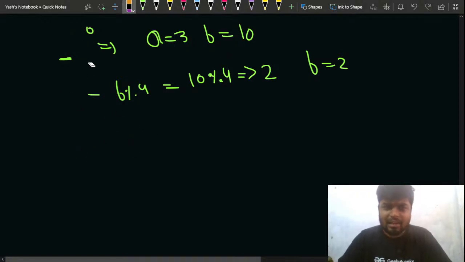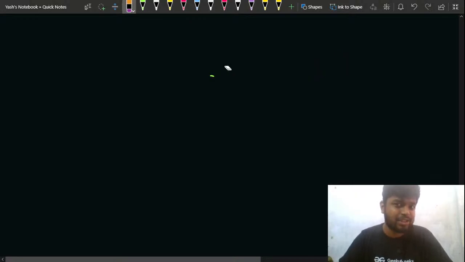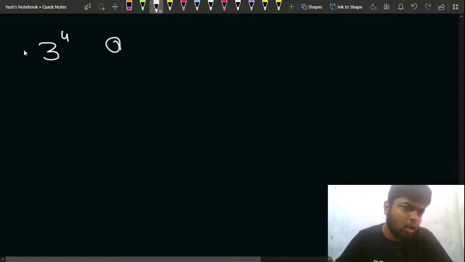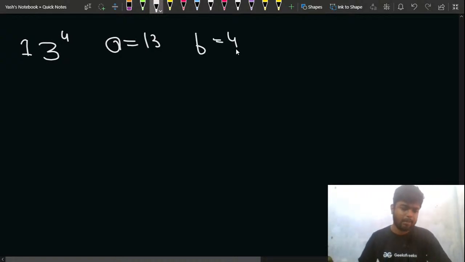Now you'll say that perfect, we can solve it by taking the mod, but there is a catch in this problem. Now let's say I have 13 to the power 4. So you'll say that a is equal to 13 and my b is equal to 4, right? You will say this, but what is the situation here? Let's try and analyze it. What's the situation here?